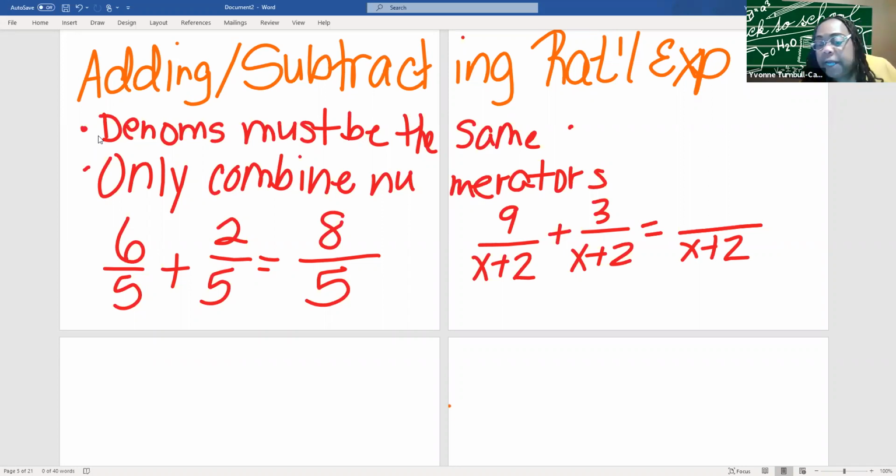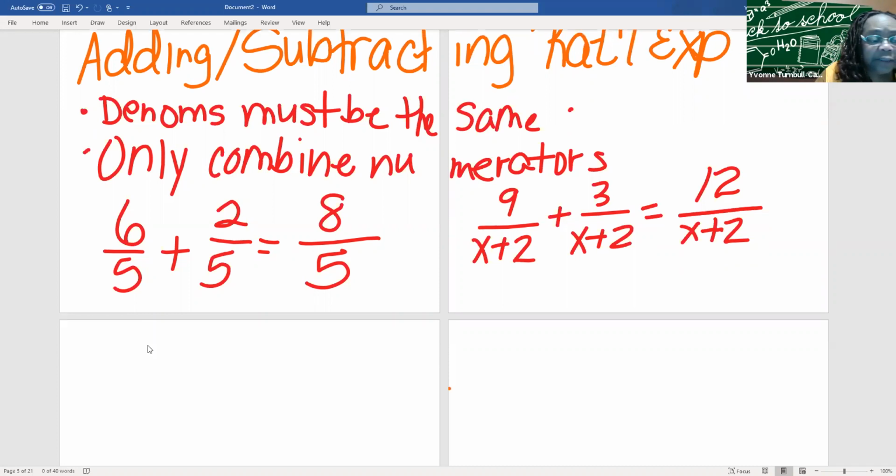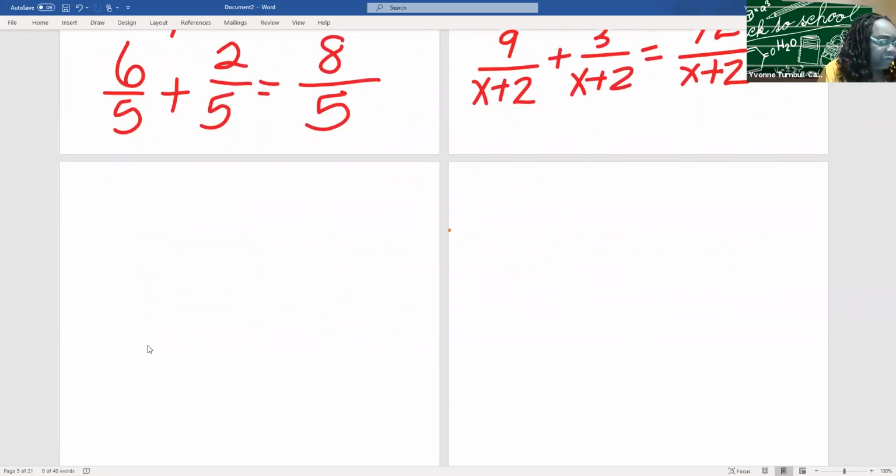Now we're going to add our numerators, giving us a total of 12. And again, you cannot cancel anything, because remember, in my previous lesson, I said that the plus sign represents a stop sign. When you see a stop sign in front of that number, you cannot cancel it with anything. Keep that in mind. Now let's look at another example of adding rational expressions.